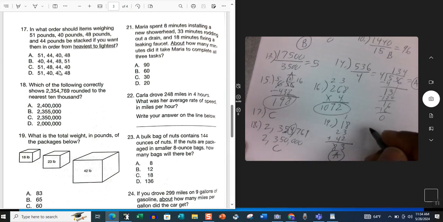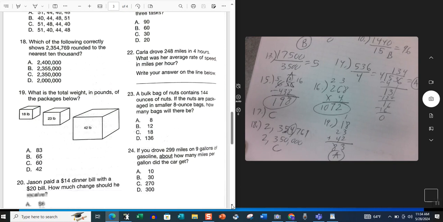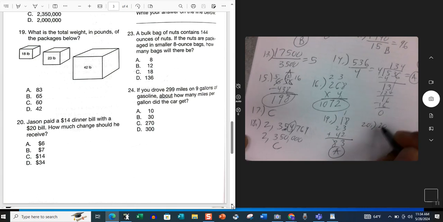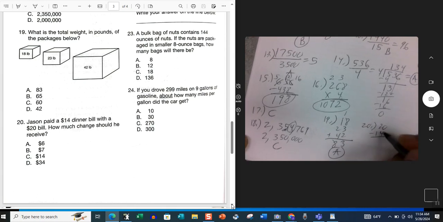All right, so now we go to problem 20. Jason paid a $14 dinner bill with a $20 bill. How much change should he receive? So for 20, we would do 20 minus 14. We'll borrow 1 from the 2, make that 1, and the 0 becomes 10. 10 minus 4 is 6, 1 minus 1 is 0, so it'd be $6, which is A.